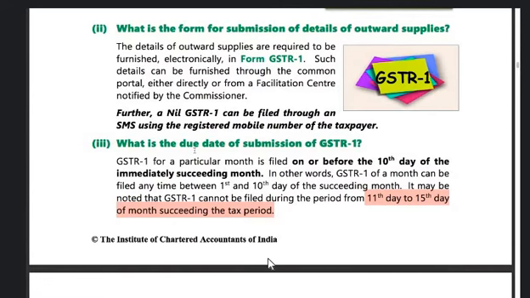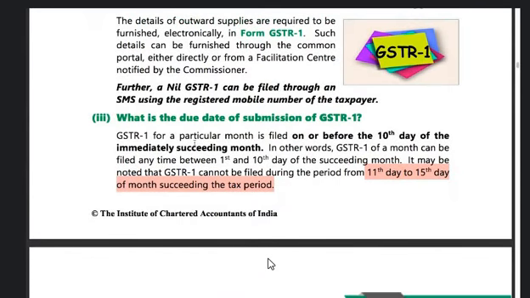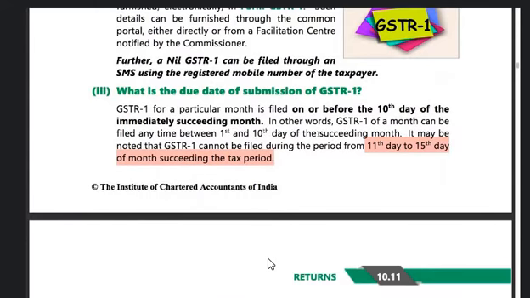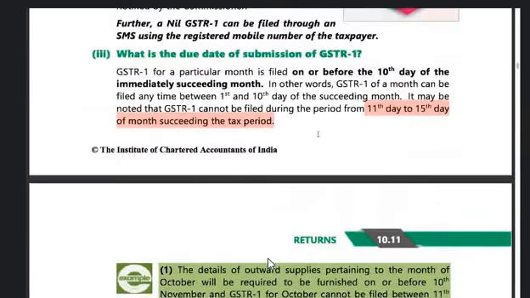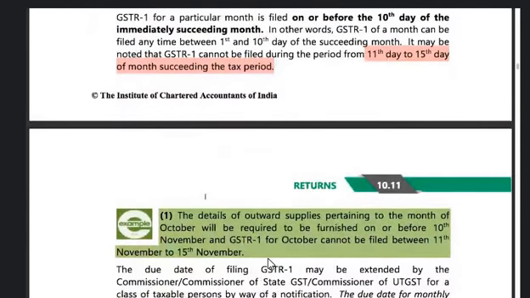So what is the due date for submission of GSTR 1? The GSTR 1 due date is the 11th day of the immediately succeeding month. What does that mean? For example, for the month of January, whatever outward supplies I have made, when I have to file the details of outward return, I have to file by 11th of February. Before 11th of February, I have to file my GST returns. The details of outward supply pertaining to the month of October will be required to be furnished on or before 11th of November. GSTR 1.